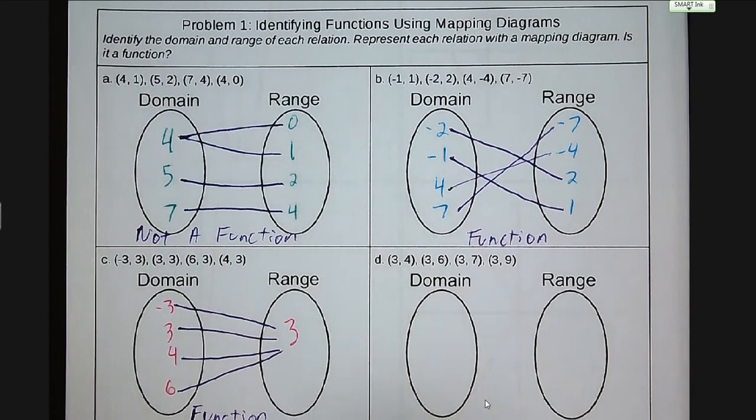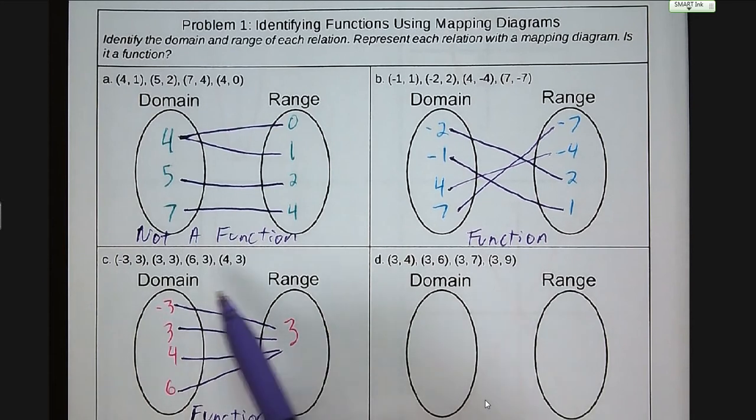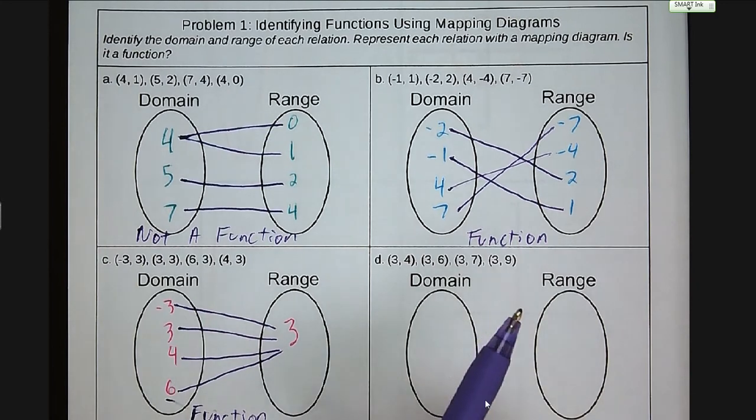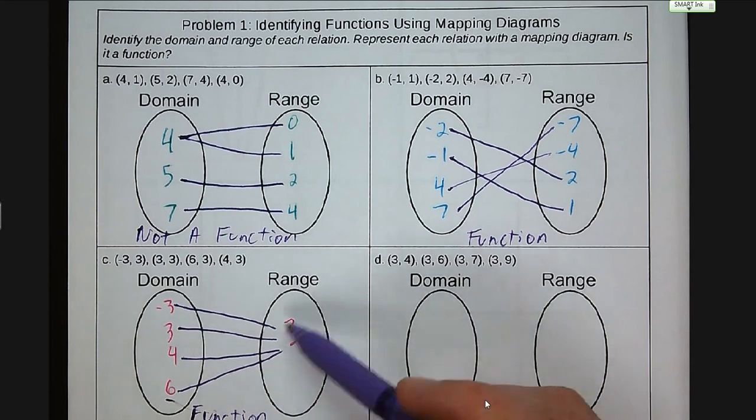And the reason for that is that each one of these has a distinct value that it goes to. -3 only goes to 3. You could have multiple inputs go to the same output. That's okay. That is a function. That is a horizontal line, something that's just y equals 5, or in this case it would be y equals 3. No matter what we put in for x, we always get 3 as our output.